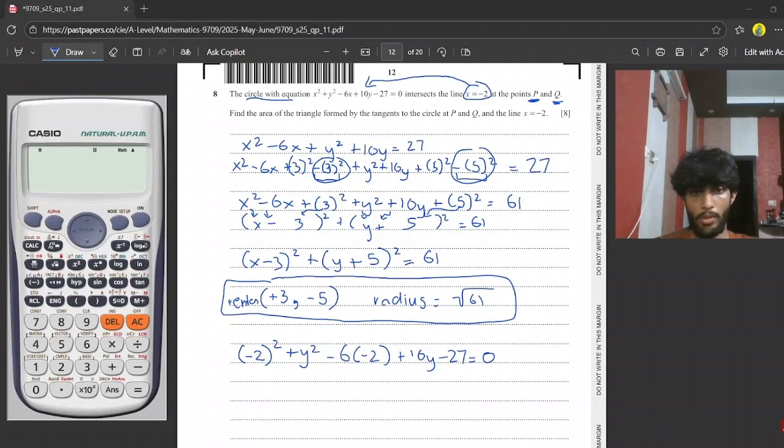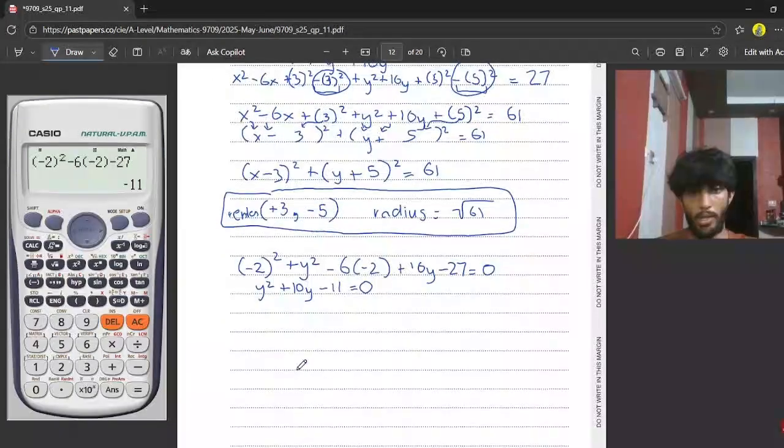So let's solve this out. Negative 2 squared, negative 6 times negative 2, negative 27. So all of this is going to be negative 11, so we got y squared plus 10y minus 11 is equal to 0. And now what we can do is we got this quadratic equation.